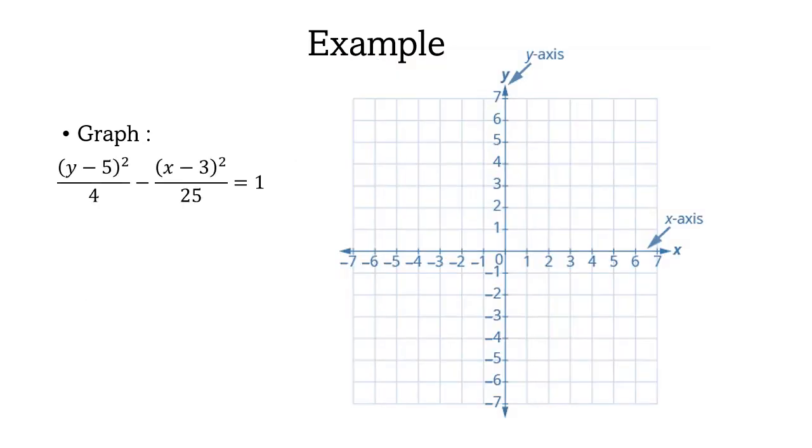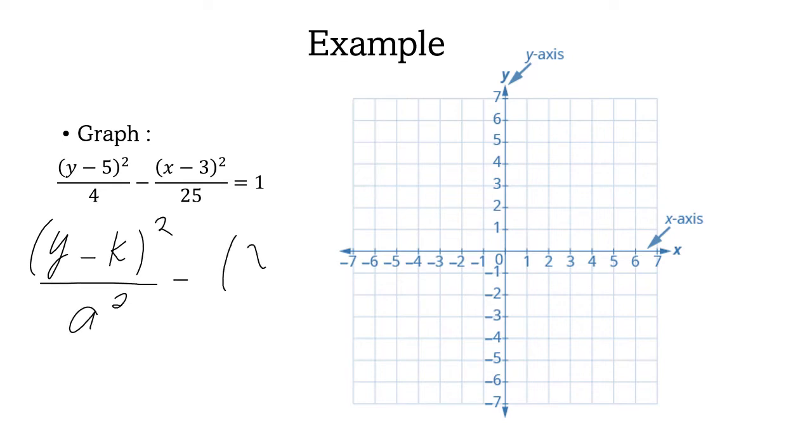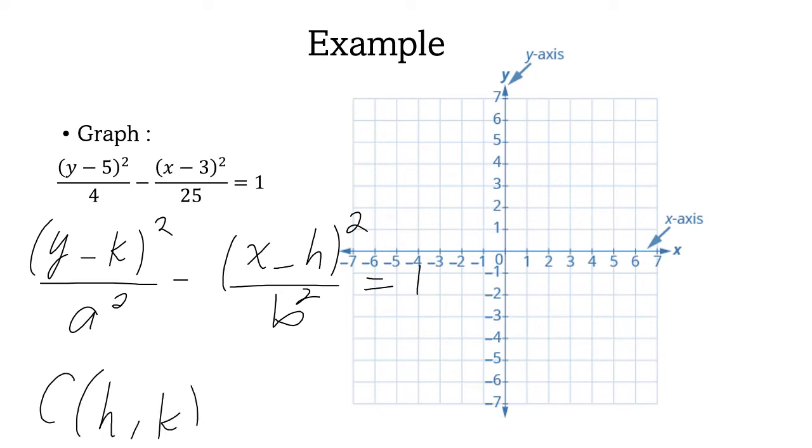Another example. So we have y minus k squared over a squared minus x minus h squared over b squared equal to 1. The center is still h, k, so the center is located at 3, 5.